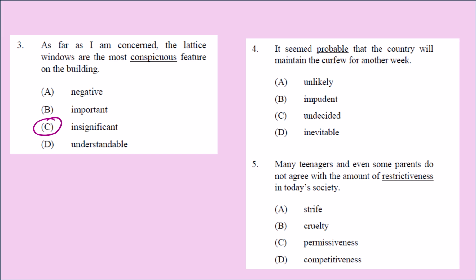Number 4. It seems probable that the country will maintain the curfew for another week. If something is probable, then it's likely to happen. The opposite of that is unlikely. Number 5. Many teenagers and even some parents do not agree with the amount of restrictiveness in today's society. And the opposite of restrictiveness is permissiveness.